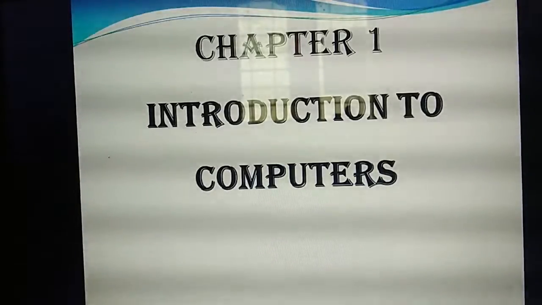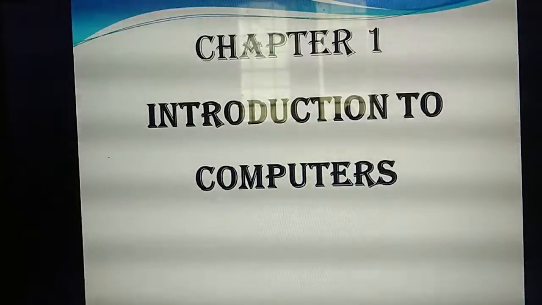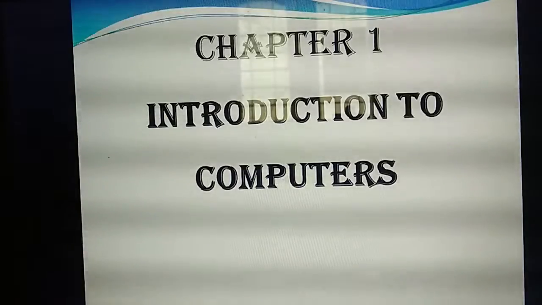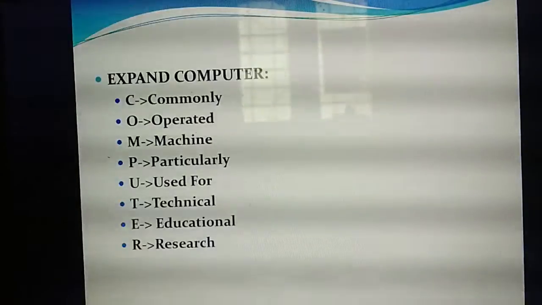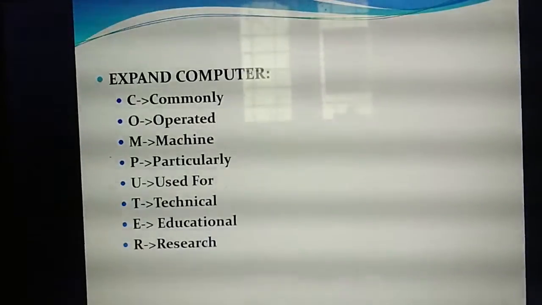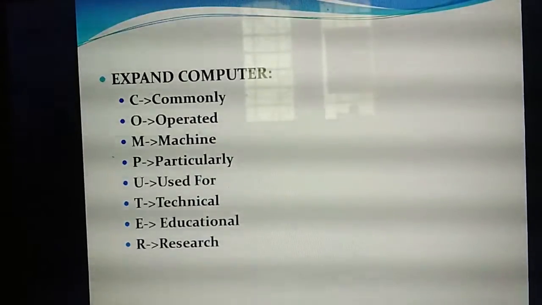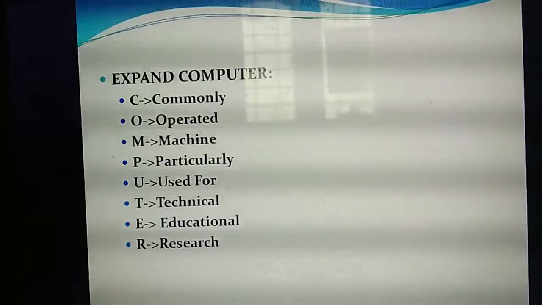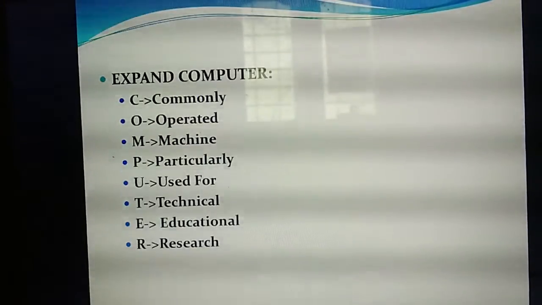So they are introducing what a computer is, what are the things you are going to use and the places you are using it. They are just giving the basics of a computer. Before you study about a computer, I am giving the expansion of a computer. From first standard onwards you might have studied this.